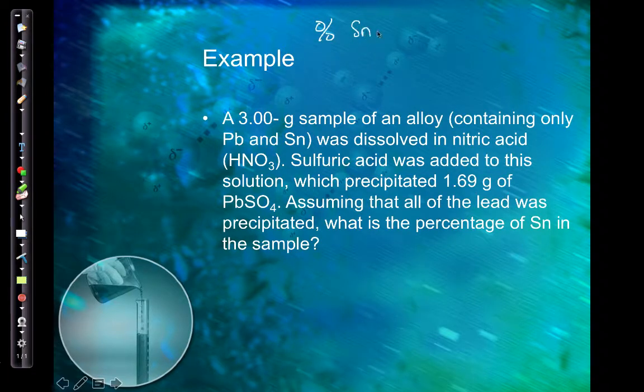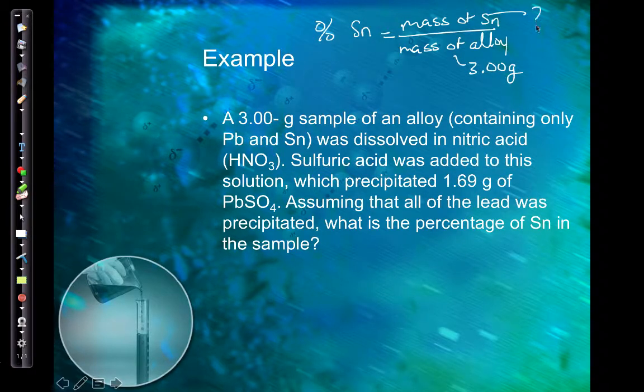So we're going to focus on the main question. If I want a percentage of tin in this alloy, I need two numbers. I need the mass of the tin by itself, and I also need the mass of the alloy. The mass of the alloy is 3 grams, and I don't have the mass of the tin by itself. But what I do have is the amount of lead sulfate.